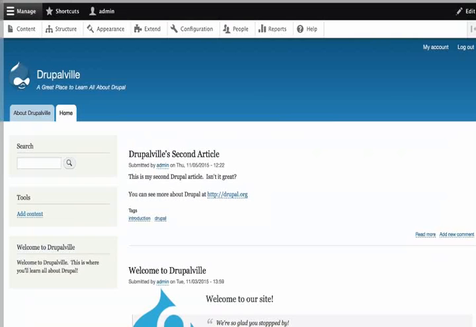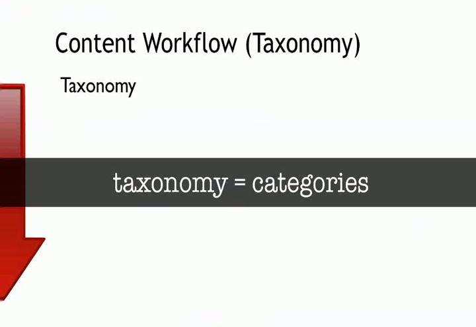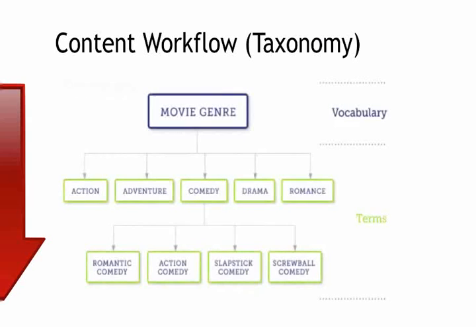Now that we have all of our content types and fields built, we need to add categorization. And that's where taxonomy comes in. Taxonomy is nothing else but categories. Going back to our IMDb example, recall that we had a movie genre field on the IMDb site. Well, here's the way it works in Drupal's taxonomy.